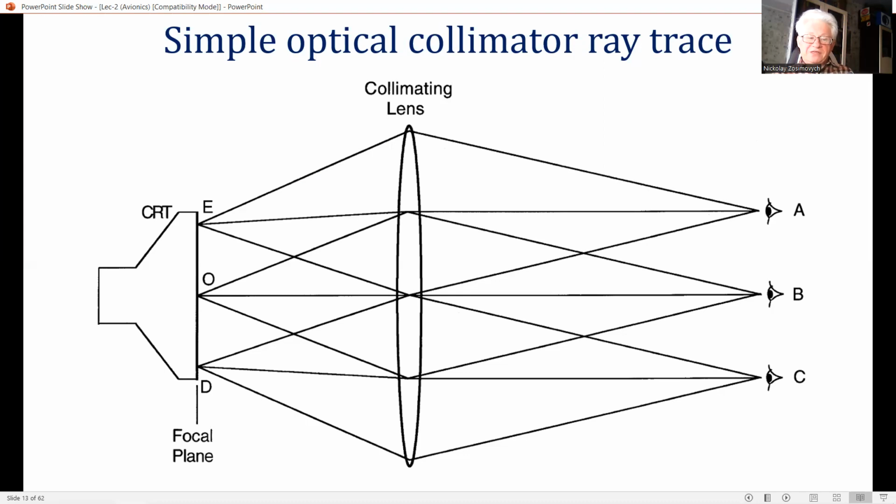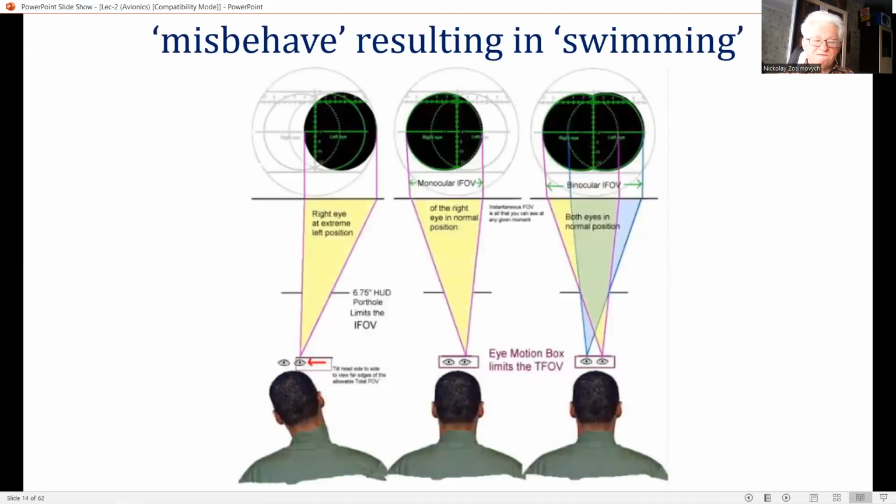It should be noted that the display images must be correctly collimated. Decollimation is the term used when the light from a given point on the display does not leave the optical system parallel over the entire lens surface. The light can converge, diverge, or otherwise misbehave, resulting in swimming of the display images when the pilot's head moves. Sometimes this creates discomfort, and in the case of convergence, can even cause nausea.